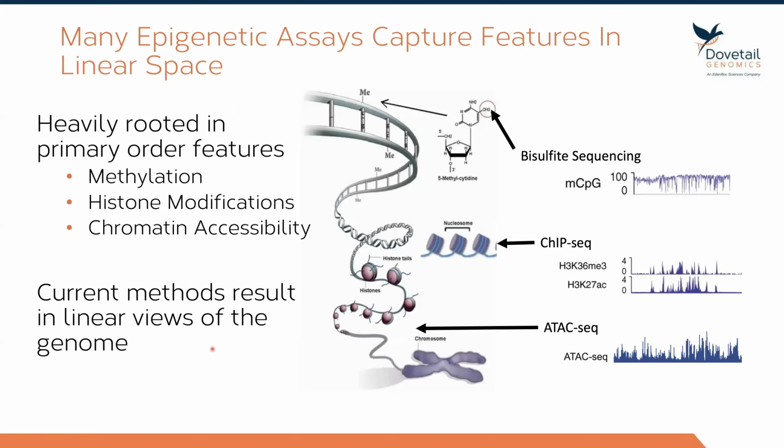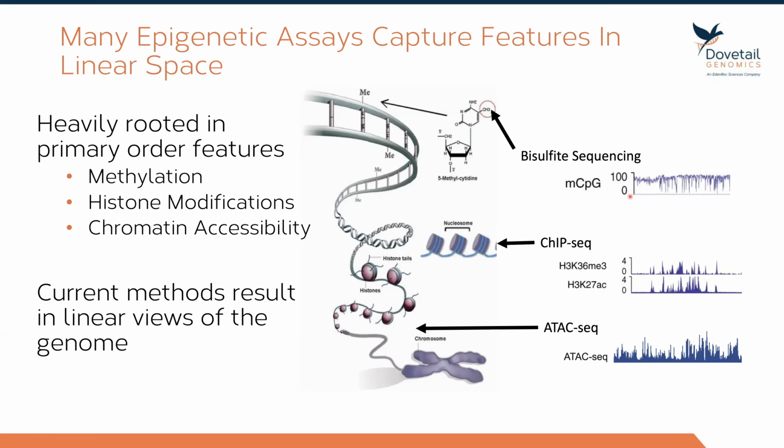So let's talk about chromatin conformation. To set the stage here, many epigenetic assays capture features in linear space, right? These are heavily rooted in primary order epigenetic features such as methylation, histone mods, and chromatin accessibility. We know these things as bisulfite sequencing, ChIP-seq, either targeting histone modifications or DNA-protein interactions such as CTCF or NANOG, and then ATAC-seq, where you're asking where the transposase is accessible to cut and tag DNA, where basically nucleosomes aren't. The thing that these primary feature-based assays really have in common is that they capture things in linear space, right?